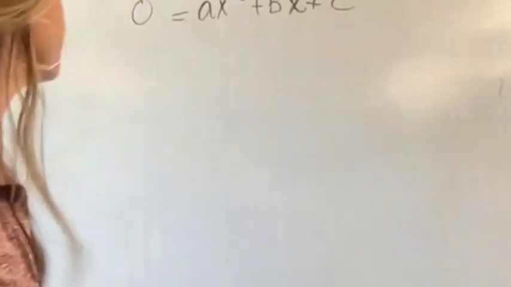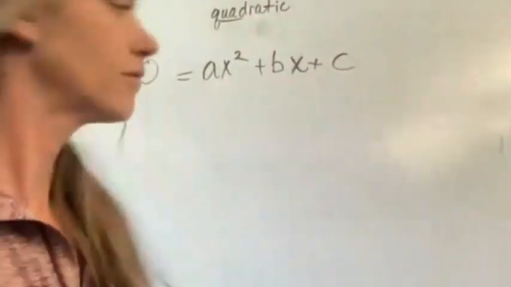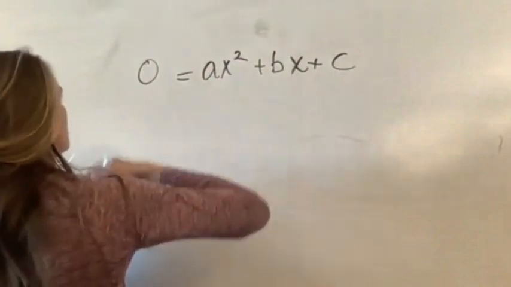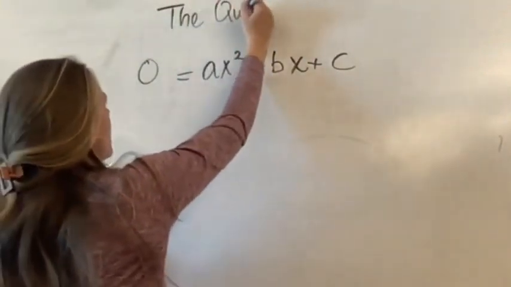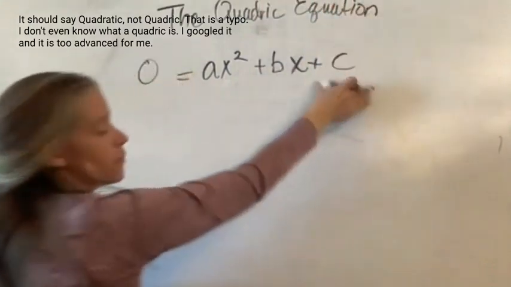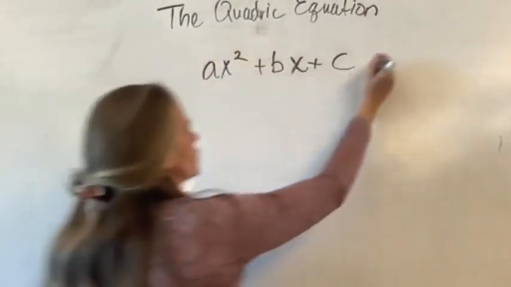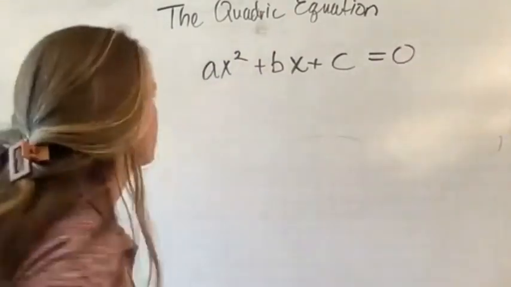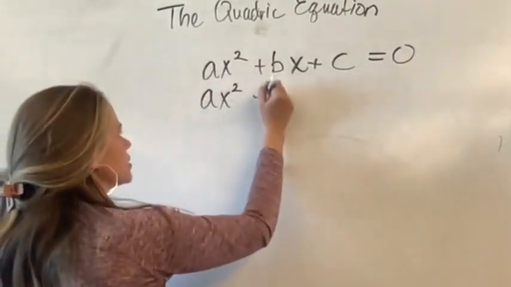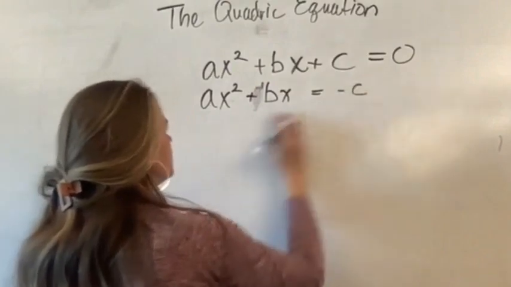We want this. No, you can't see it. Ta-da! All right. Let's just write the quadratic equation on the top to make it look very nice. The quadratic equation. All right, let's start the same way. We're going to subtract c. Actually, I'm going to put 0 over here first. Now I'm going to subtract c. That looks better. ax squared plus bx equals negative c.